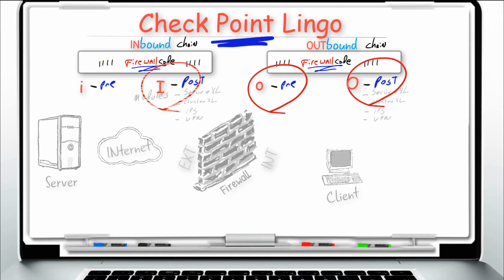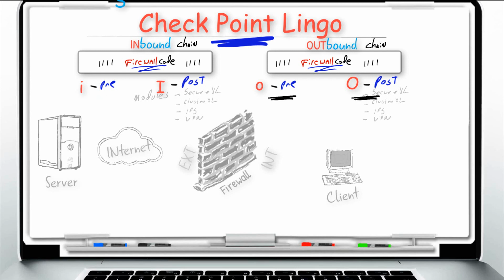And this makes sense if you think about it a little bit. Anything in the inbound is referred to as an I. Small i is pre, big I is post. Anything on the outbound chain we refer to as an O. Again, a small o is pre and a big O is post.